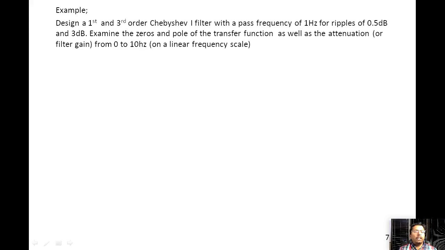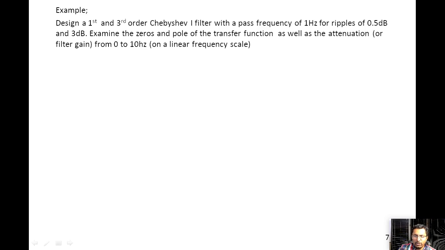So we are going to design a first and a third order Chebyshev type 1 filter with a pass frequency of 1 hertz for ripples of 0.5 dB and 3 dB. So essentially we're doing four designs. We're going to go first order with 0.5 dB, first order with 3 dB, third order with 0.5, and third order with 3 dB. So essentially 4 designs that we do. And then we're going to examine the zeros and poles of the transfer function as well as the attenuation gain. And then we will compare all of these and then see how that actually looks.